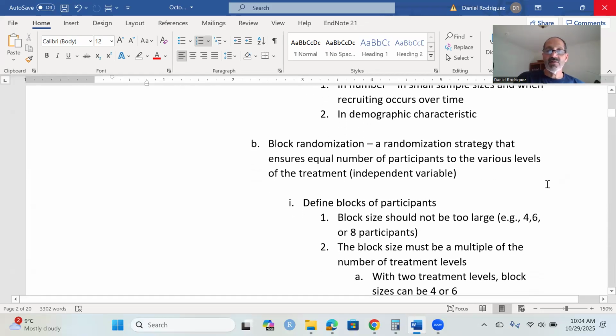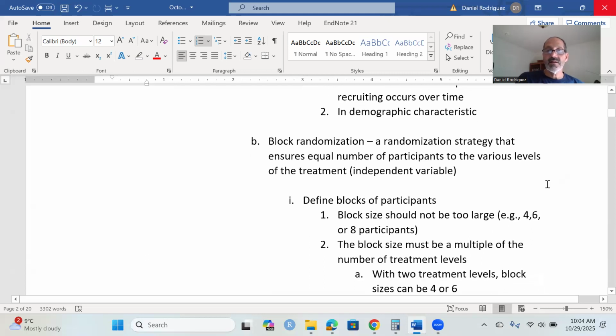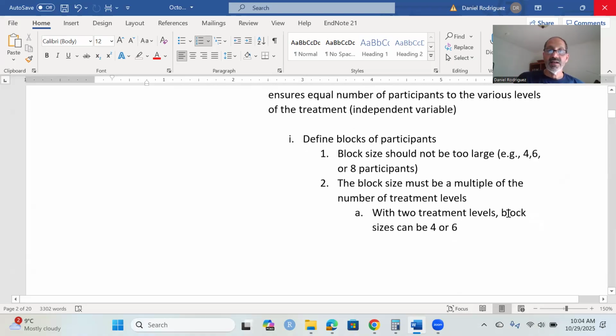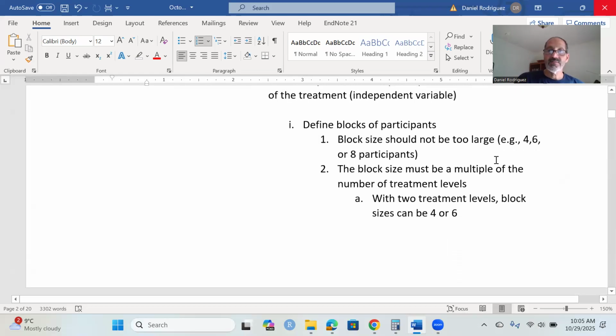Block randomization is one way we can deal with this problem of number. It's a strategy that ensures equal number of participants to the various levels of the treatment or independent variable. This is the process by which we do it. We define blocks of participants. I'll talk about that in a second. I'll show you an example.